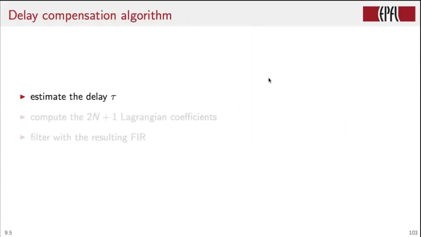So again, the algorithm is: estimate the fractional delay, the bulk delay is no problem again, compute the 2n plus 1 Lagrangian coefficients, and filter with the resultant FIR. The added advantage of this strategy is that if the delay changes over time for any reason, all we need to do is to keep the estimation running and update the FIR coefficients as the estimation changes over time.